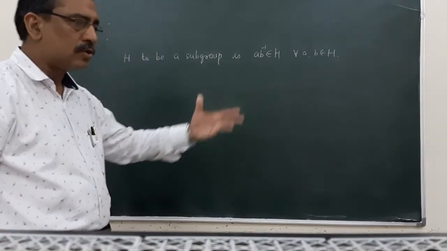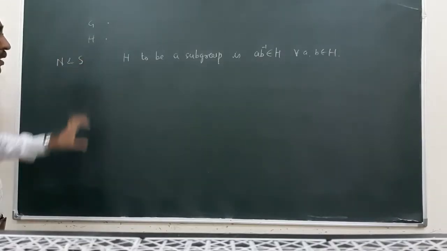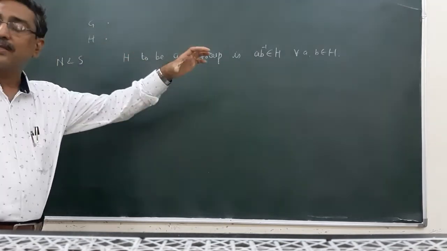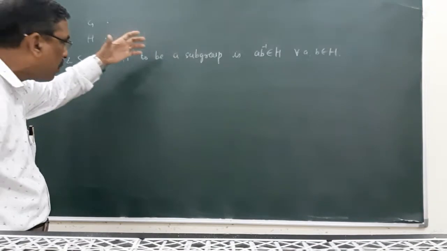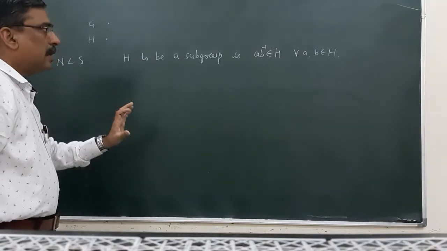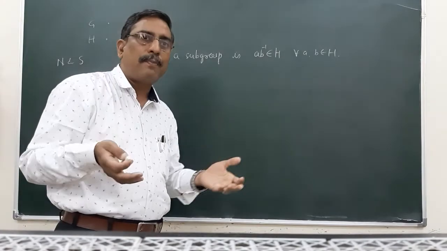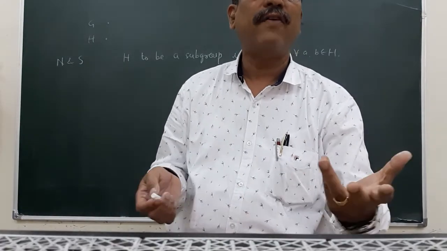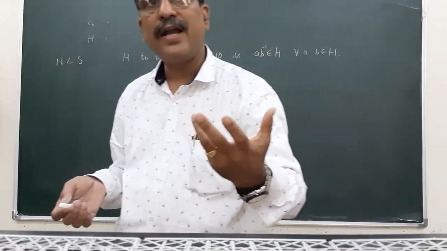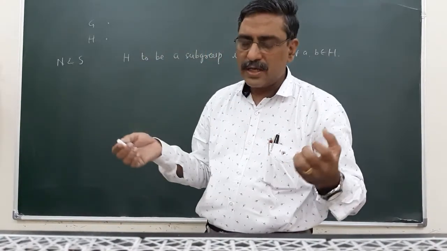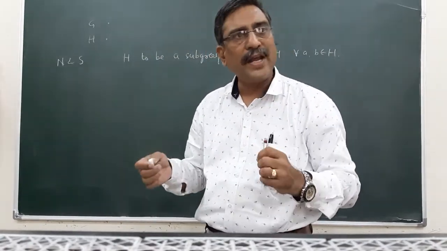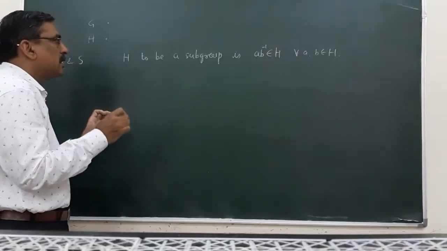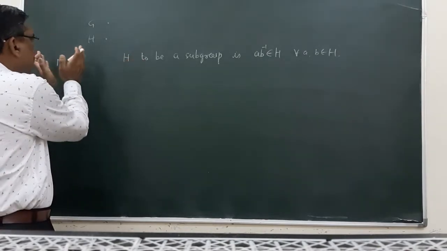This is the theorem which tells us whether the given non-void subset is a subgroup or not. Here I didn't mention whether the subset is finite or infinite. So this H may be finite, may be infinite. But in this case, we would like to prove the necessary and sufficient condition.